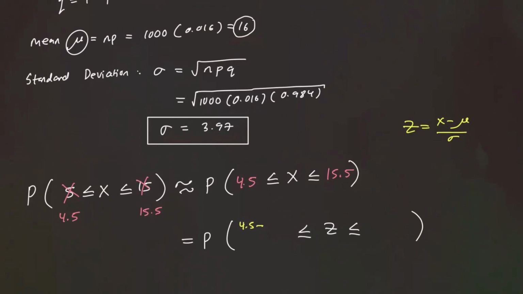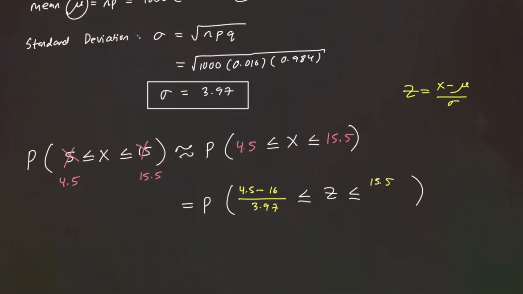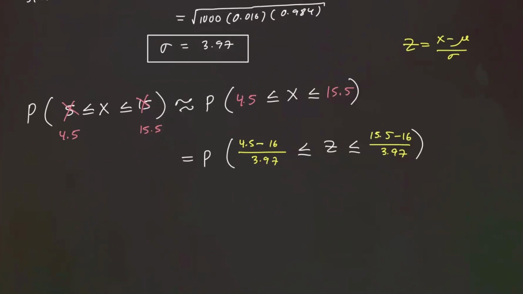Standard deviation is right here. Let's use them. So this will be 16 over 3.97. And then here you'll have 15.5 minus 16 over 3.97. All right, and then you put those in your calculator. This will give you the probability of negative 2.90 less than or equal to z, less than or equal to, if you put the second one in, negative 0.13. So those are the new z-scores.